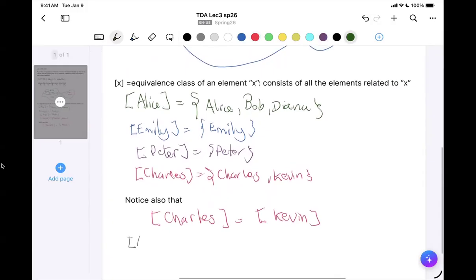So there's no need to repeat it, right? Because if you just write the equivalence class of Alice, you simultaneously are referring to the equivalence class of Bob and the equivalence class of Diana. Okay.